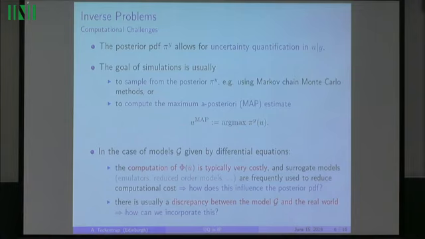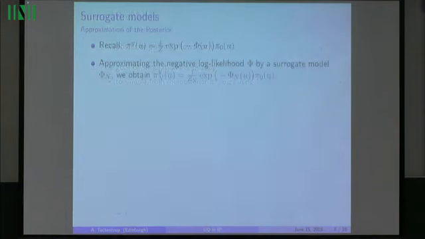Okay, so I'm going to start by discussing the use of surrogate models. This is just the definition of the posterior density again. This is the posterior, the distribution on u that we're after. It's given in this form in terms of the prior and the data likelihood.